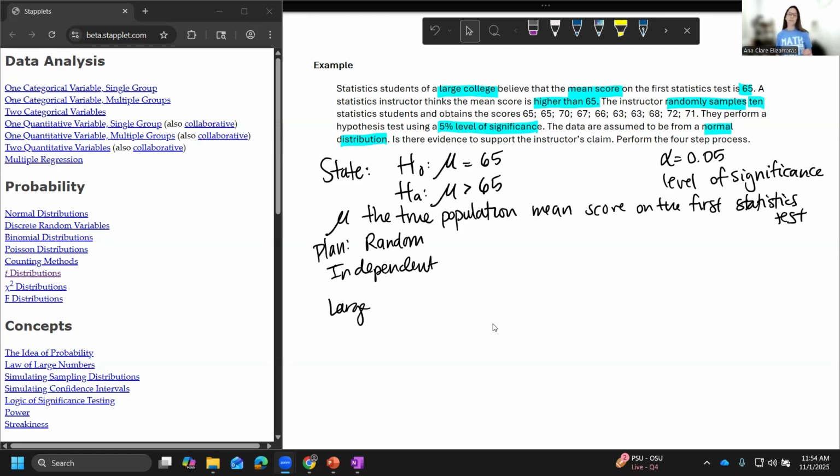It is not sufficient to write a check mark and just say yes. That does not show how you are checking conditions. In order to check conditions, you need to show what you are doing to verify these things. So in order to be random, it really needs to be told to us that this was a random sample. And in the second line, it does say the instructor randomly samples. So for random, we can say the sample was stated to be random.